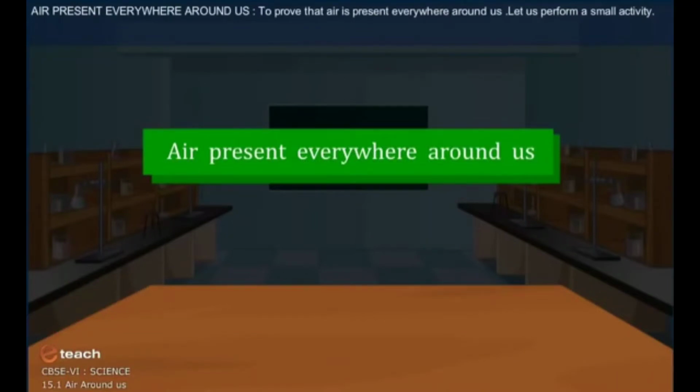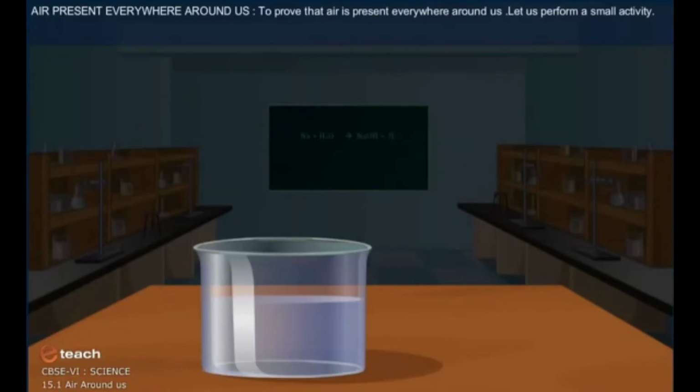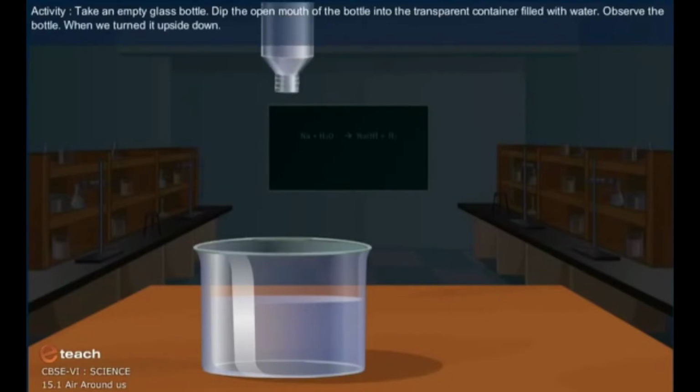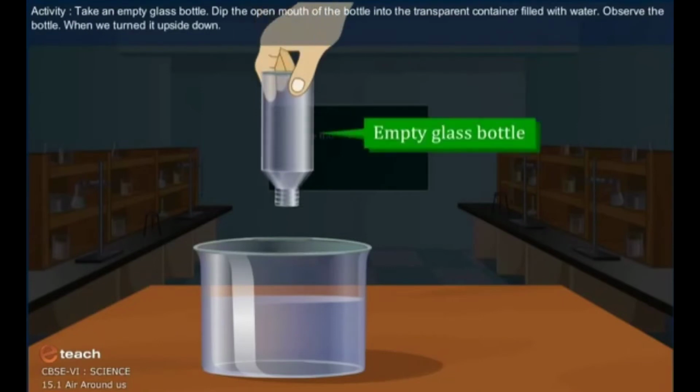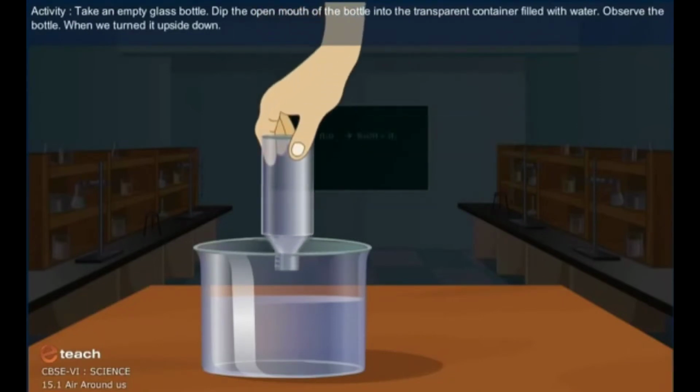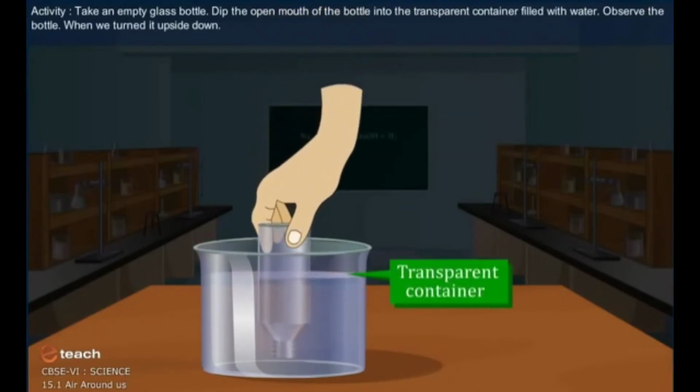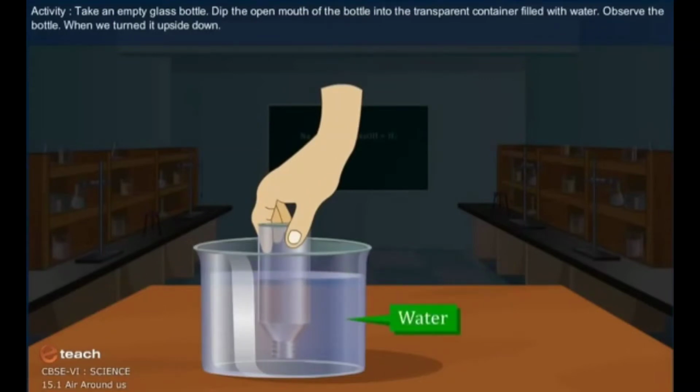Air is present everywhere around us. To prove that air is present everywhere around us, let us perform a small activity. Activity. Take an empty glass bottle. Dip the open mouth of the bottle into the transparent container filled with water.